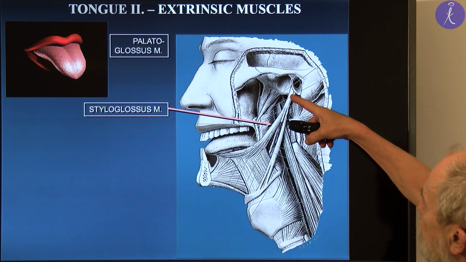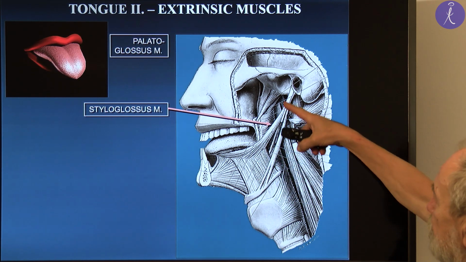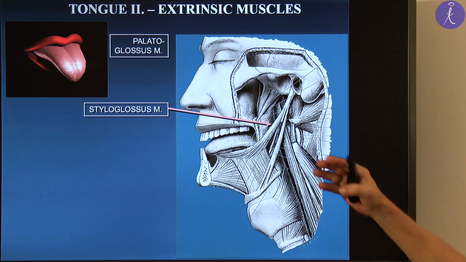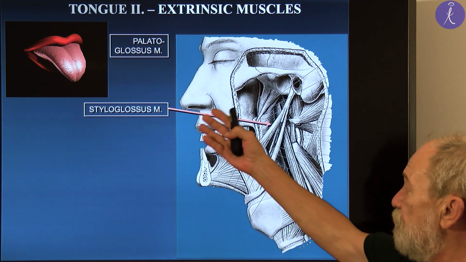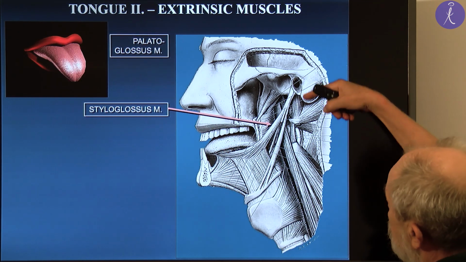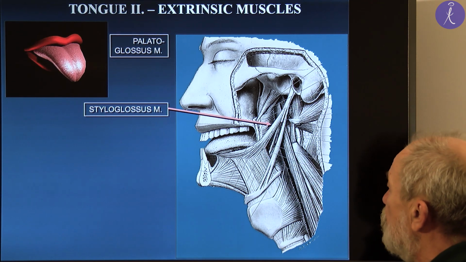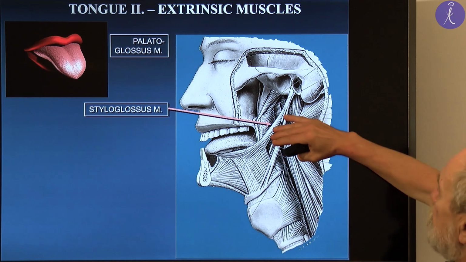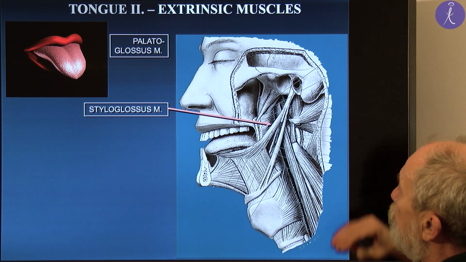Up next, very nicely seen coming down and anteriorly from the styloid process, originating on the medial side of the styloid process, is the styloglossus muscle. I think the function is easy to figure out, because knowing the origin and insertion, you can just imagine what the contraction of the muscle can do. So this one can lift the root of the tongue as well as pull it back.